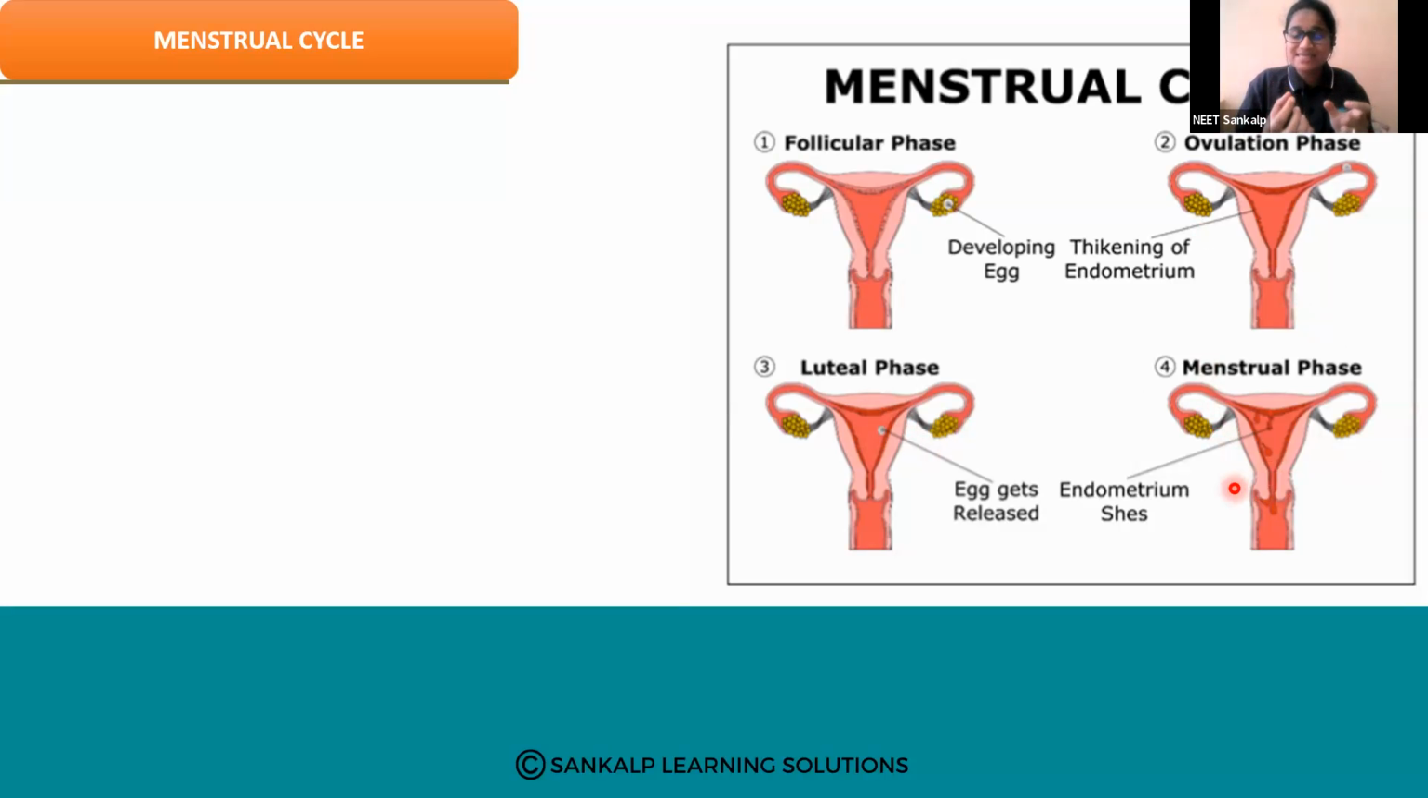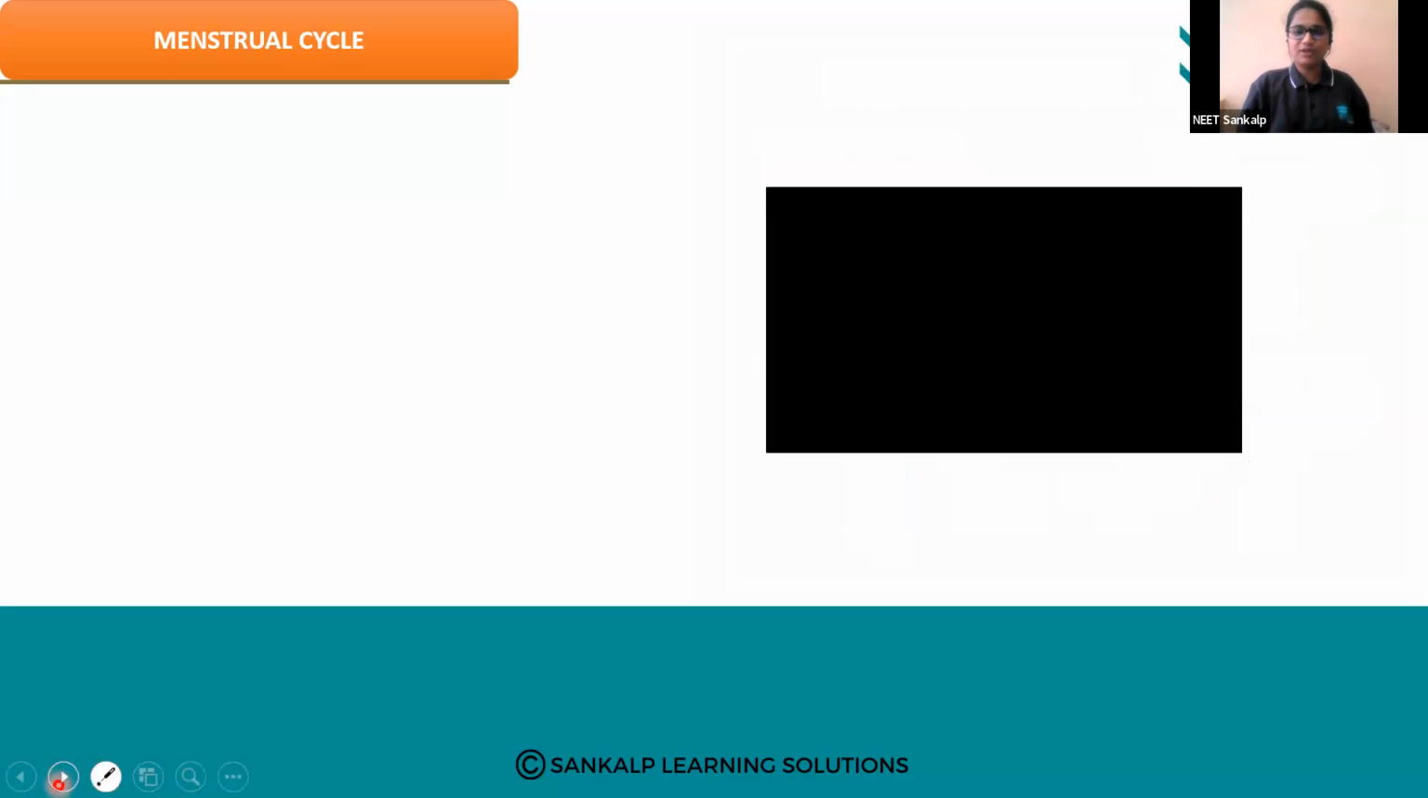So that well established blood vessel has to be shed, right? That process is quite painful, which causes certain cramps in us, and also due to certain hormonal imbalance we will get the cramps and mood swings. So this is regarding the menstrual cycle and menstrual phases. Here you can see what actually happens in the menstrual cycle.